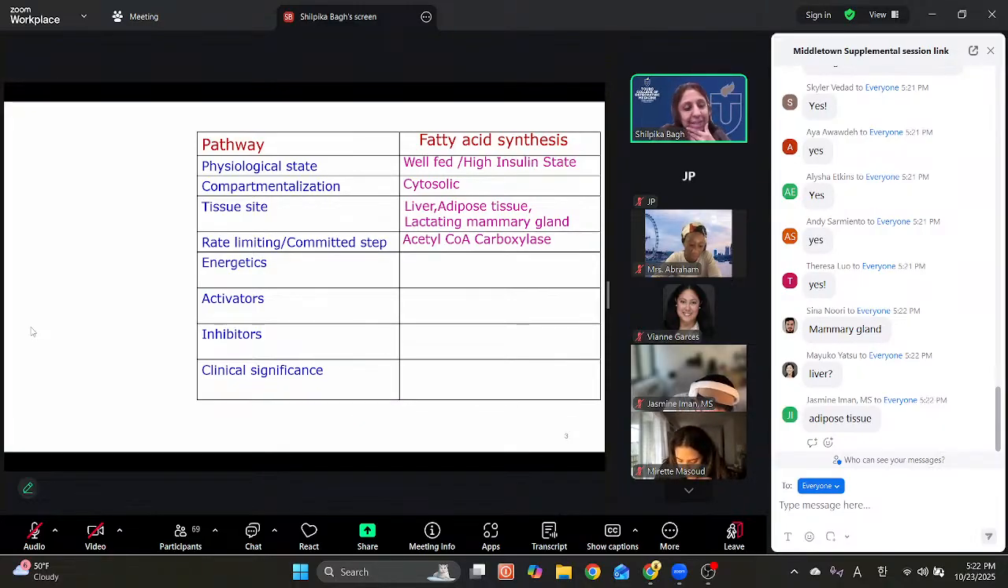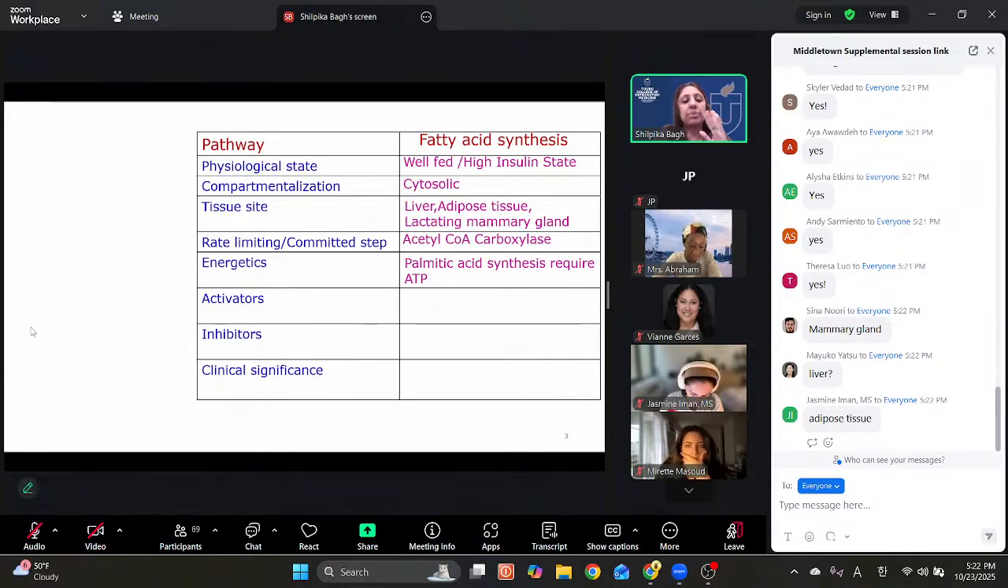Please know the rate limiting enzyme for every pathway. We will do it for fatty acid synthesis and fatty acid oxidation. We will do it for TAG synthesis and TAG lipolysis. So are you aware of ACC, known as acetyl-CoA carboxylase?